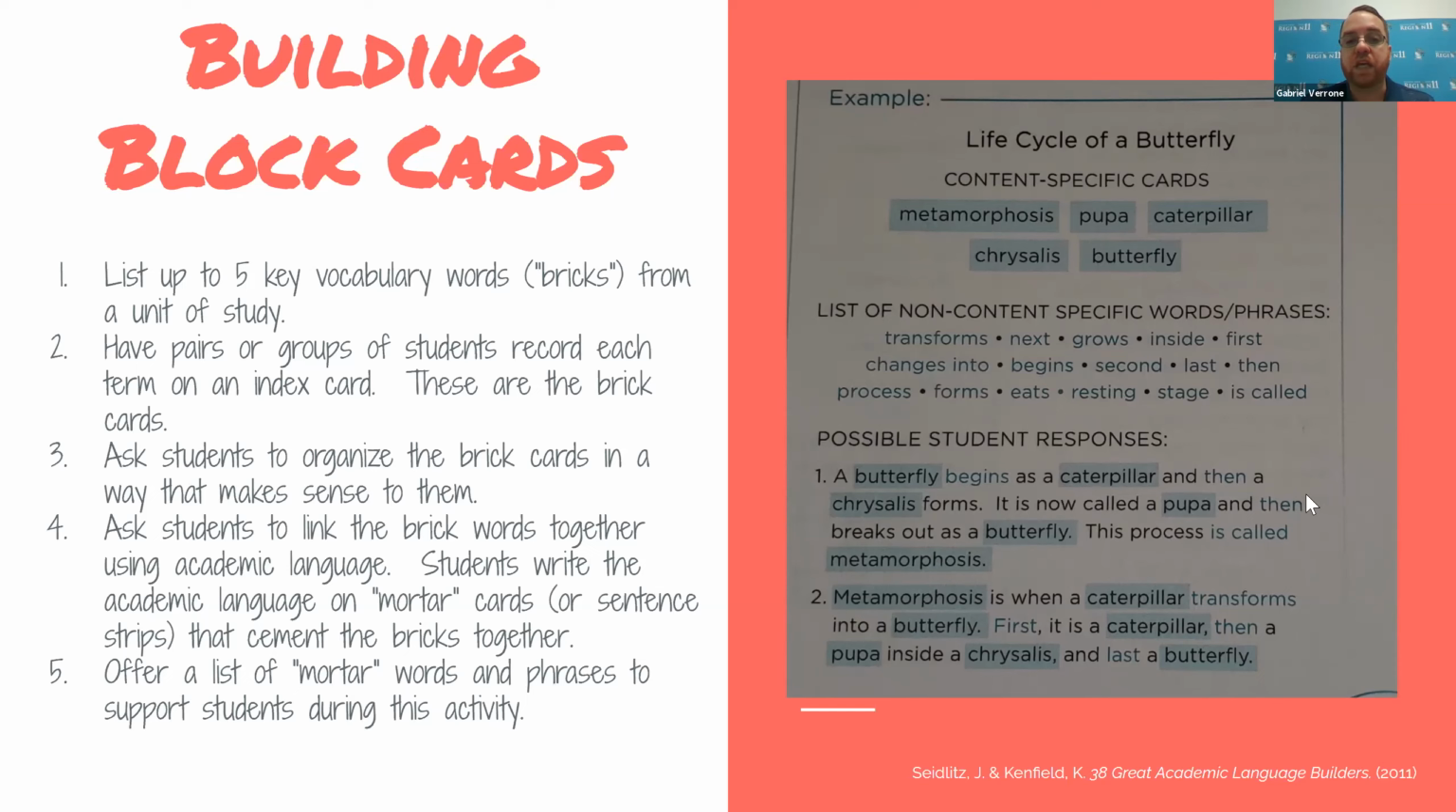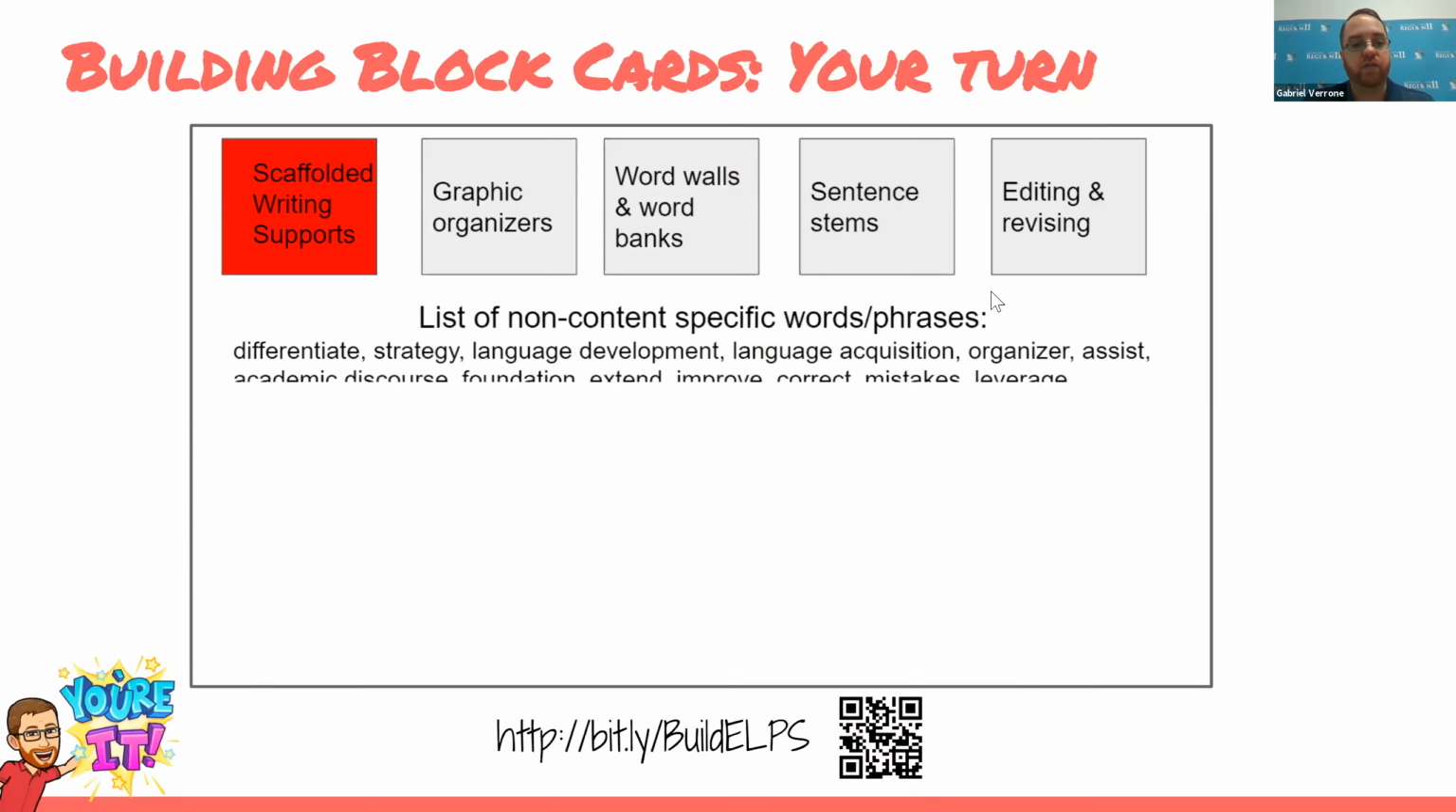A butterfly begins as a caterpillar and then a chrysalis forms. It is now called a pupa, and then it breaks out as a butterfly. This process is called metamorphosis. And so you see that by providing a word bank and providing interconnected words, students are able to write a summary of comprehensible content, right, in a way that is all academic language, okay? So we are going to practice that right now.